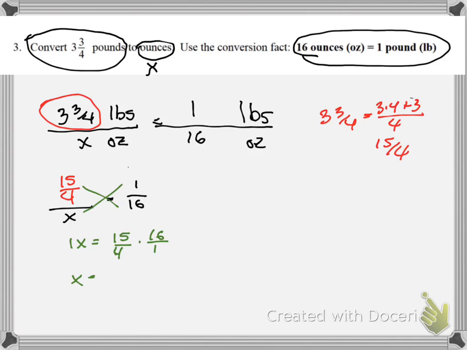I like to simplify things before I multiply because then I can actually do the math in my head. So 15 times 4 is 60. So that means that 3 3/4 pounds is the same as 60 ounces. And that's our answer. Let's see if we have time for a few more examples.